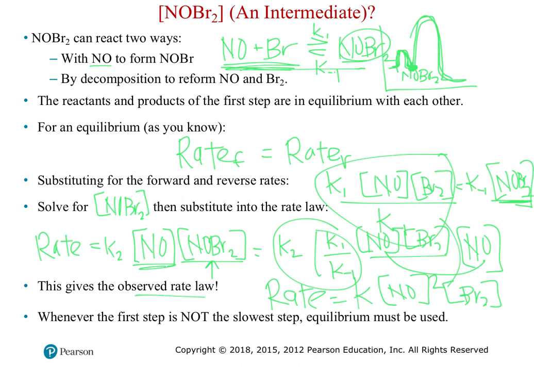So this mechanism, where the first step is fast and the second step is slow, is one where it does give us the rate law. Whenever the first step is fast and the second step is slow, we use this equilibrium up here of the first step to solve for the intermediate and then plug that back into the slow step rate law.